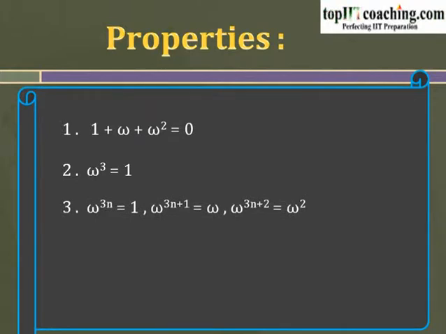The third is omega to the power of 3n is equal to 1. Omega to the power of 3n plus 1 is equal to omega, and omega to the power of 3n plus 2 is equal to omega square. This is because omega cube is equal to 1. The fourth property is conjugate of omega is equal to omega square, and the conjugate of omega square is equal to omega. Thus the conjugate of omega comes out to be omega square, and the conjugate of omega square is equal to omega.